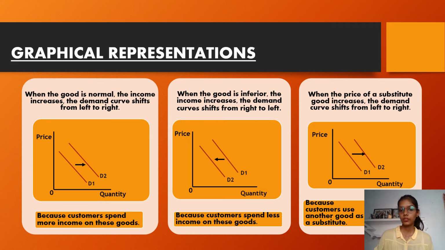When the good is inferior and the income increases, the demand shows a decrease as it shifts right to left, because those products are very costly for them. Thirdly, when the prices of substitute goods increase, the demand shifts left to right because customers can substitute their goods with another one.